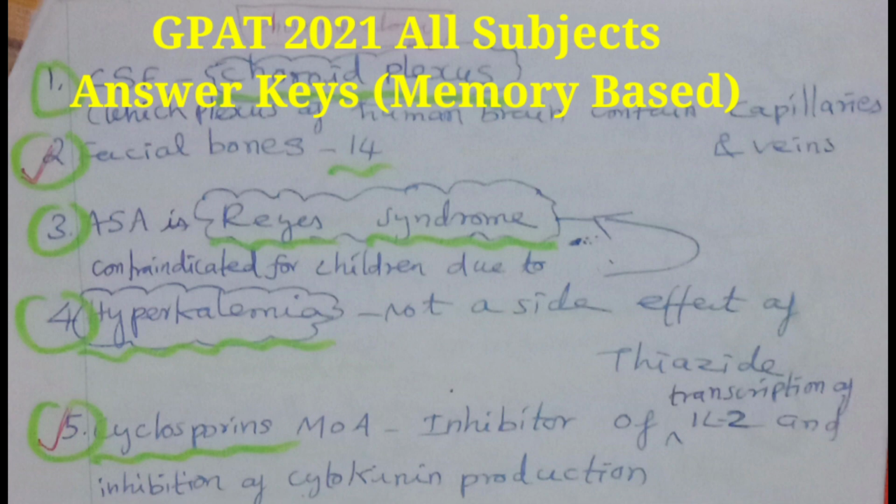Then hyperkalemia is not a side effect of thiazide. Thiazide will not produce hyperkalemia. Next question, cyclosporin mechanism of action: inhibitor of transcription of IL-2 and inhibition of cytokine production.